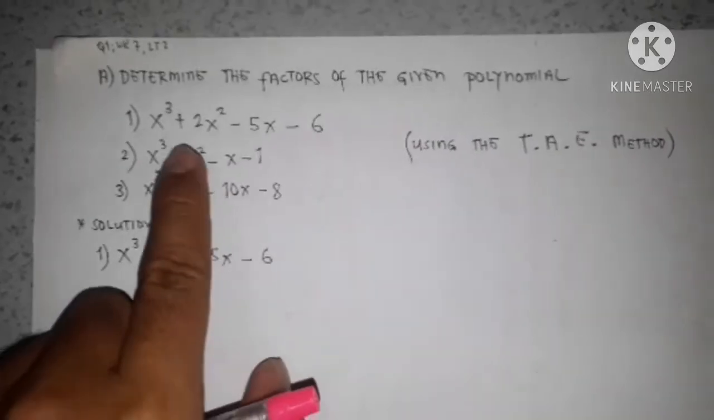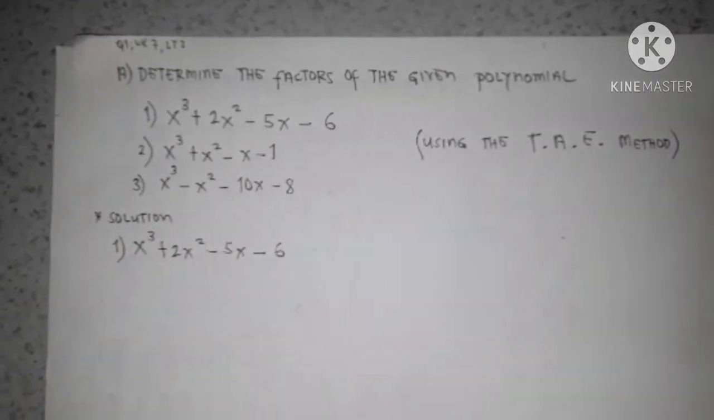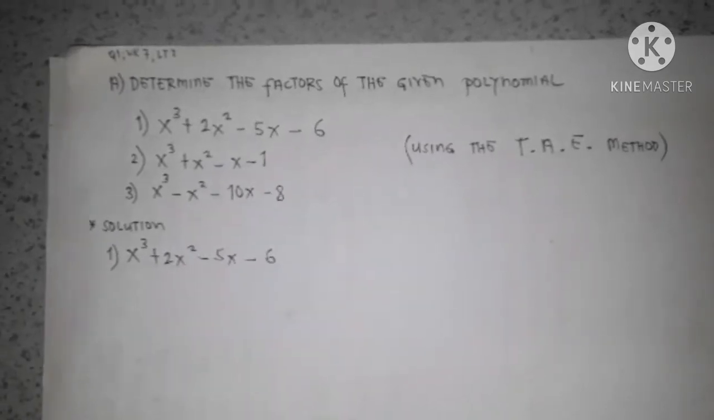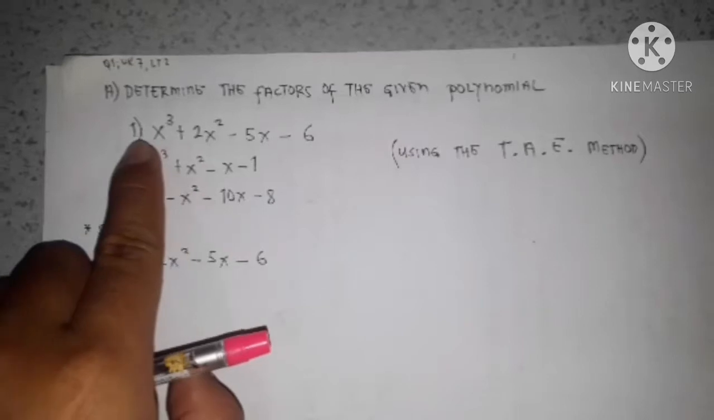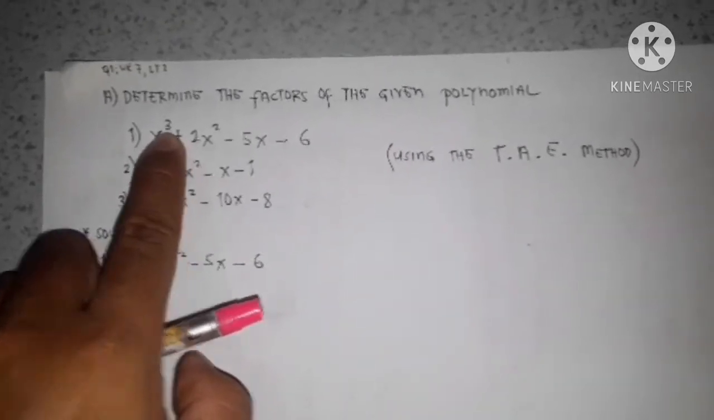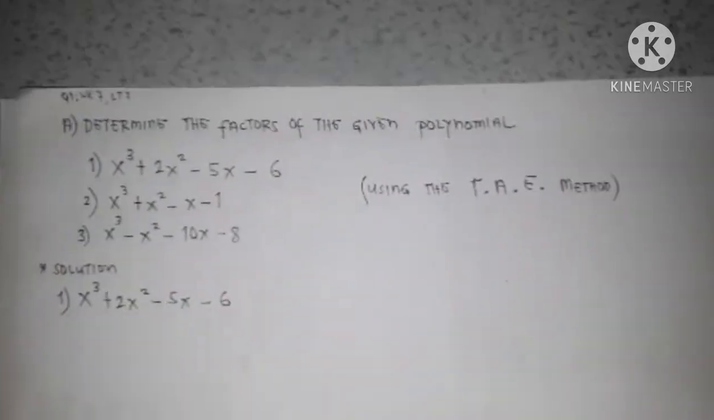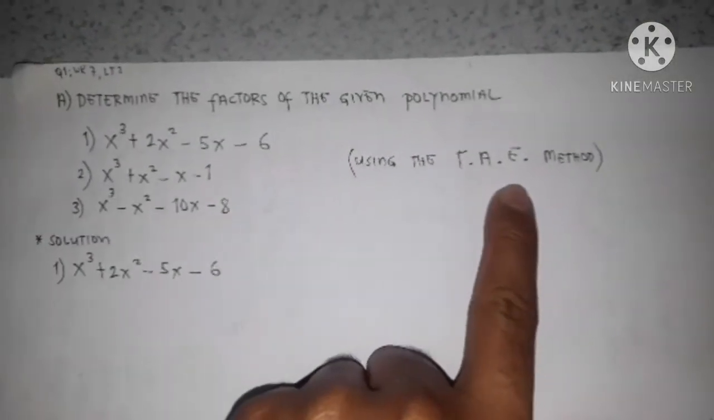Okay, so for number 1, we have x cubed plus 2x squared minus 5x minus 6. So, paano natin malalaman kung ano yung kanyang mga factors? Since ang degree niya ay 3, nangangahulugan na siya may 3 factors. Again, gagamit tayo ng trial and error.